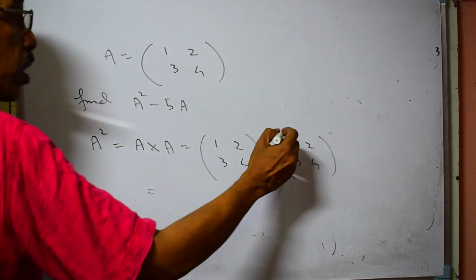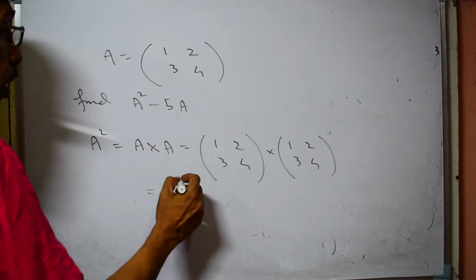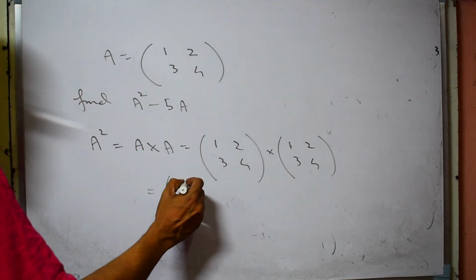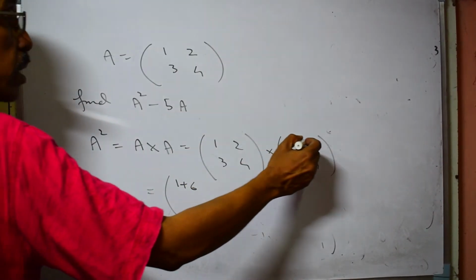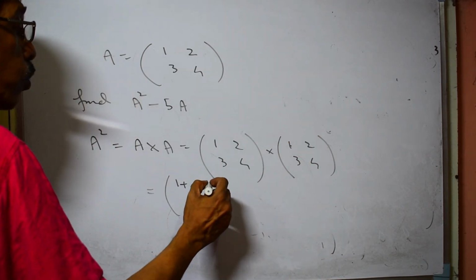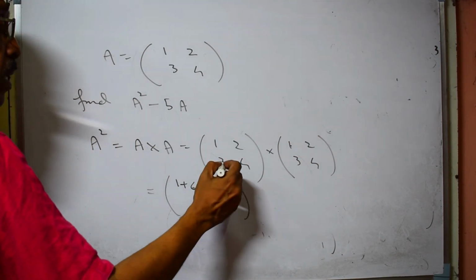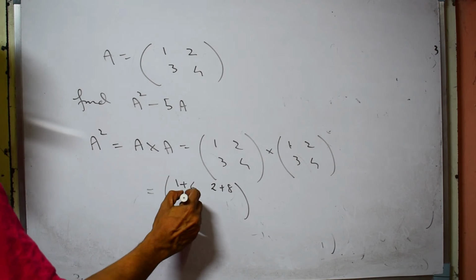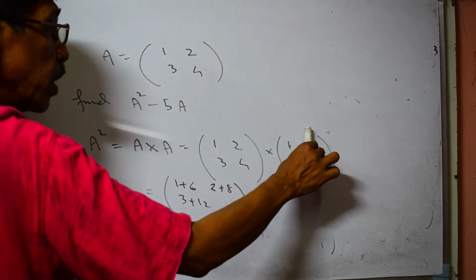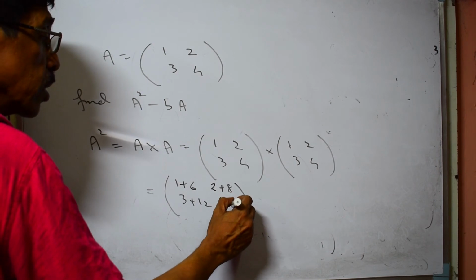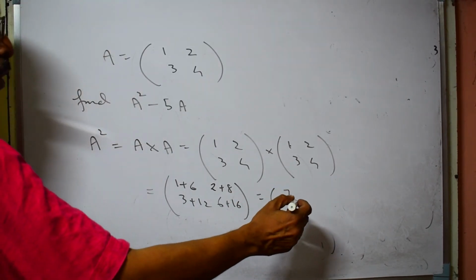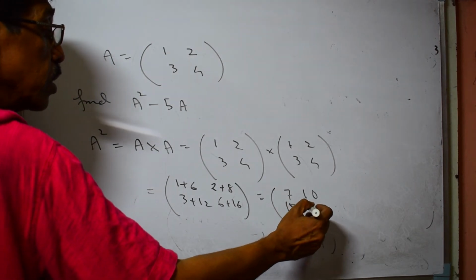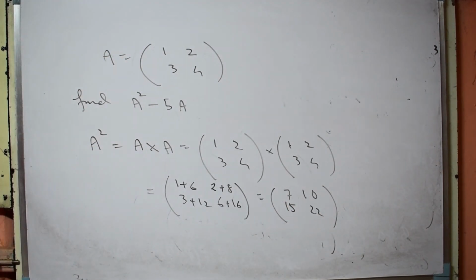And what is the result? First row, first column: I am writing directly 1 into 1, that is 1, plus 2 into 3 is 6. Then 1 into 2 and then 2 into 4, that is 2 plus 8. Then 3 into 1, 4 into 3, that is 3 plus 12. And then 3 into 2 plus 4 into 4, that is 6 plus 16. So the result is [7, 10, 15, 22]. This is A square. If you think that A square is 1 square, 2 square, 3 square, 4 square, that is wrong. A square is A into A.